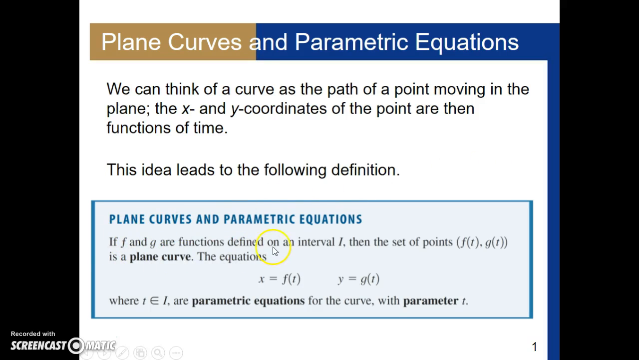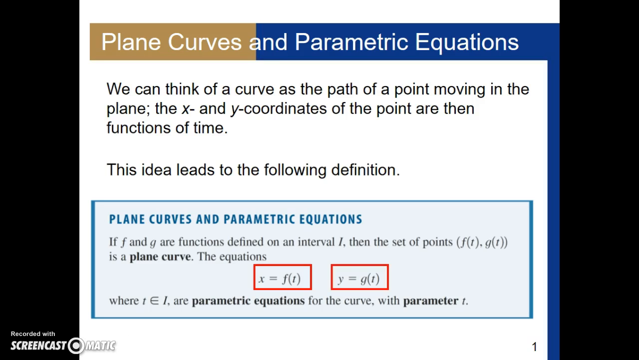So if f and g are functions defined on an interval, then the set of points f of t, comma, g of t is called a plane curve. Now it looks like the graph of a function or an equation in the plane, and here's how we find f and g. F is some function in the variable t, and that gives us our x coordinate to our point. And g is some function in the variable t, some manipulation. T was put into the g function machine, and that leads to our y coordinate of our point.